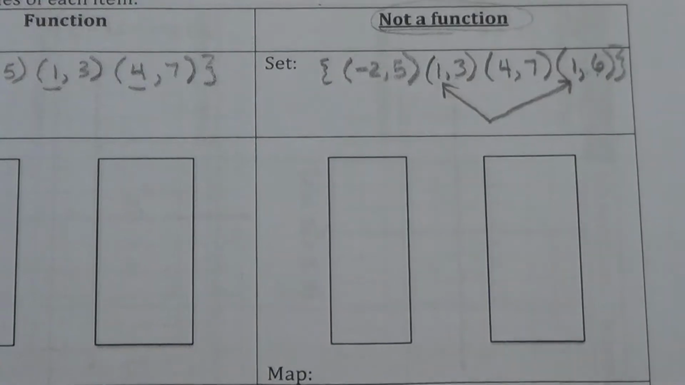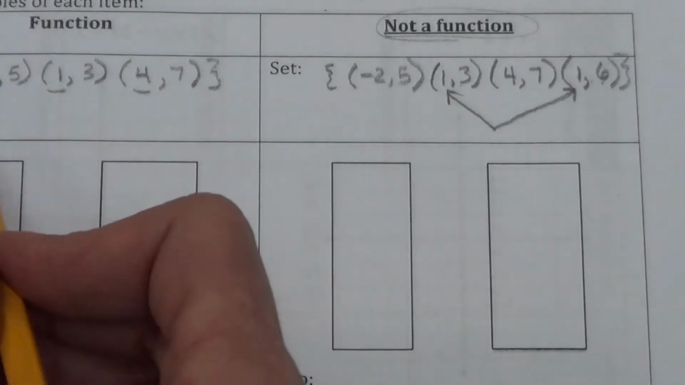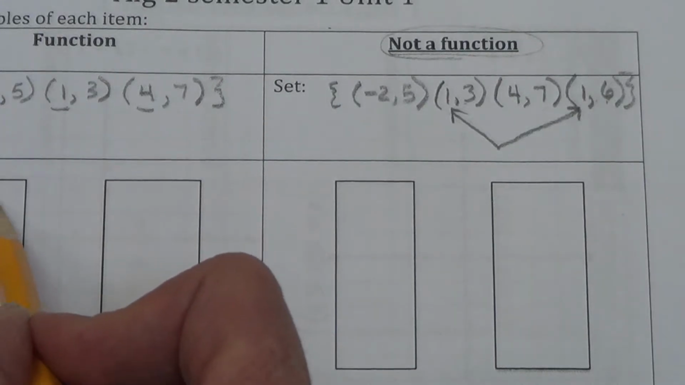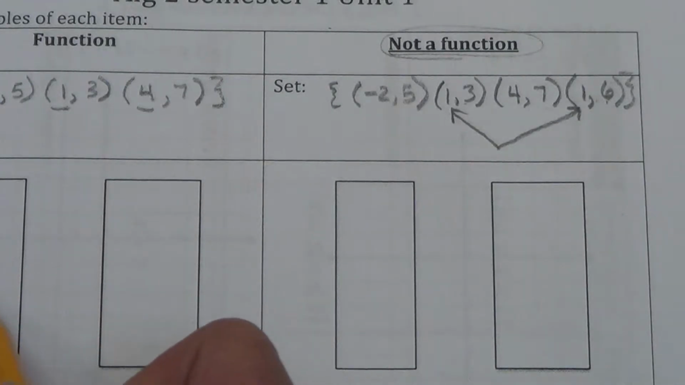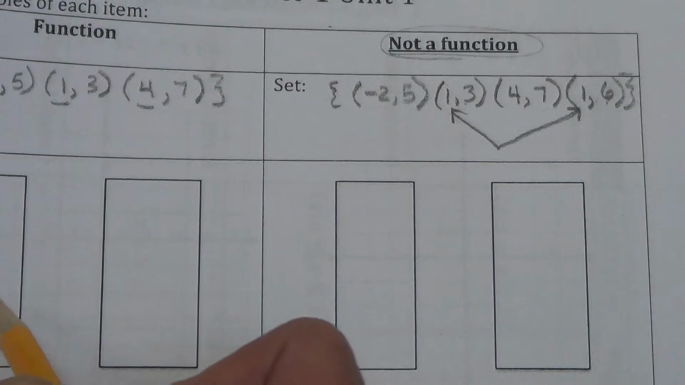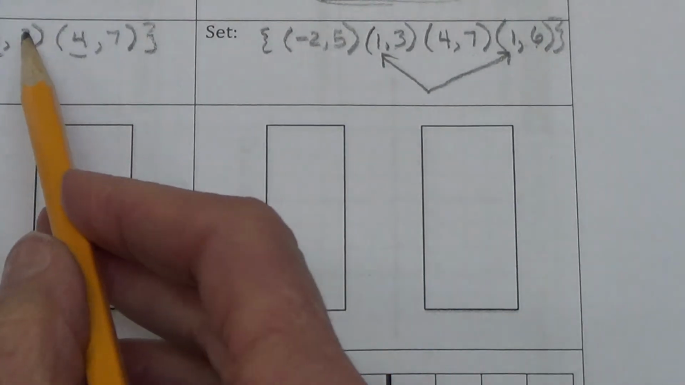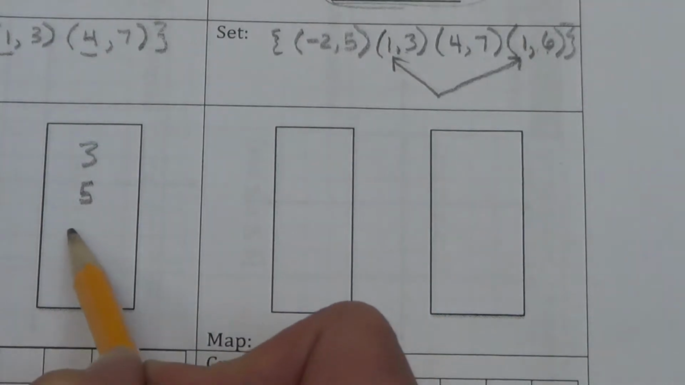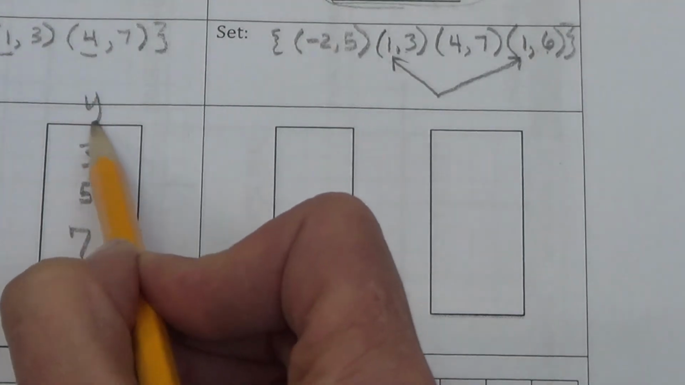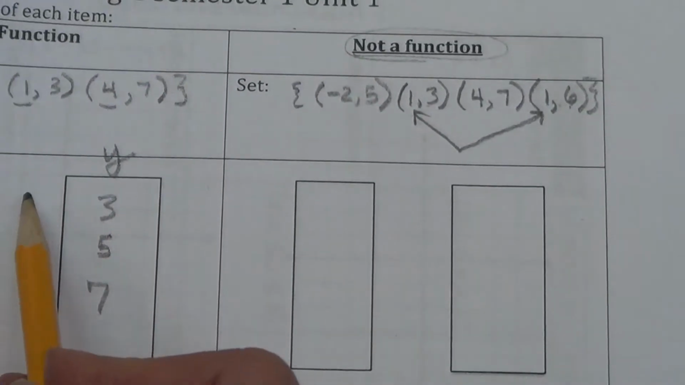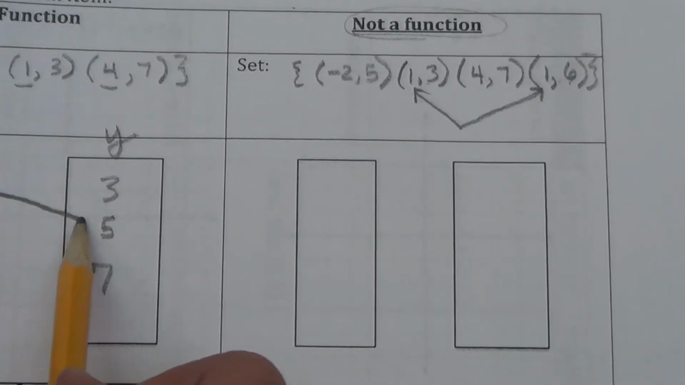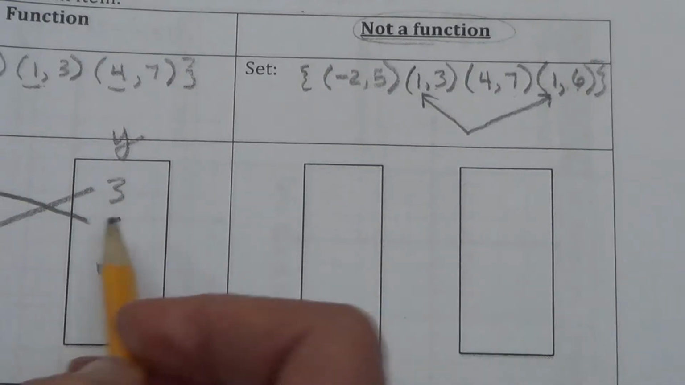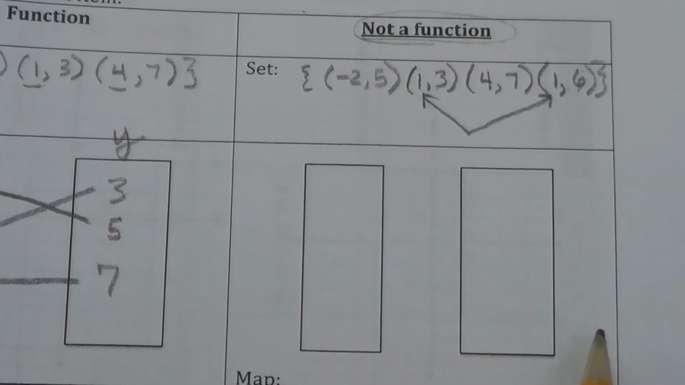So when we map it, again we put them in order, the side being the domain: -2, 1, and 4. Never repeat them. Put these in order, 3, 5, and 7. That was your range or your y values. And now match them. -2 matches with 5. 1 is with 3. And 4 is with 7.